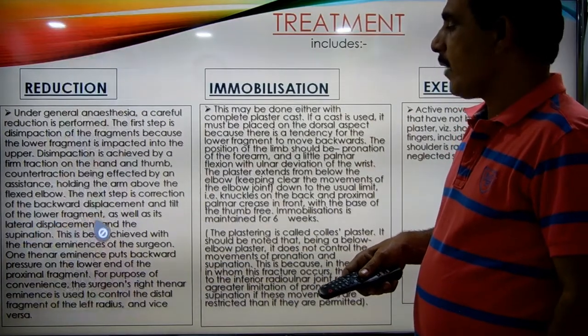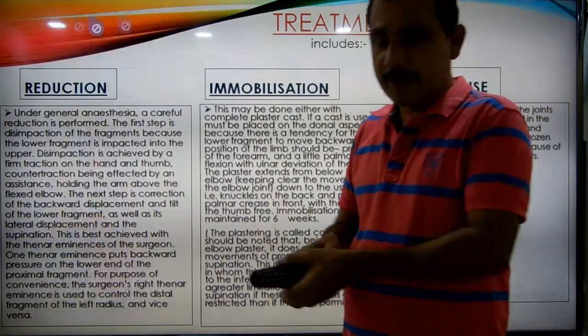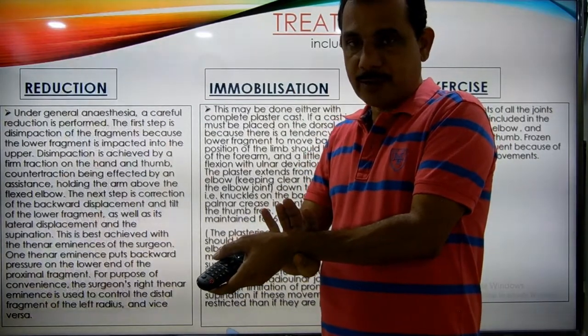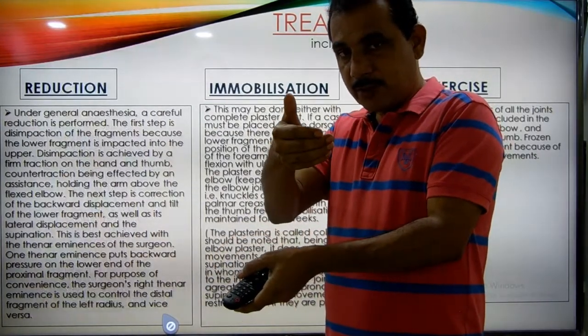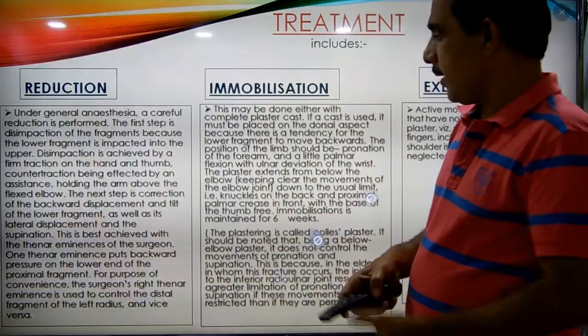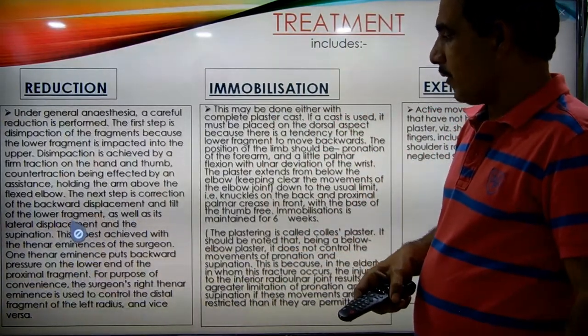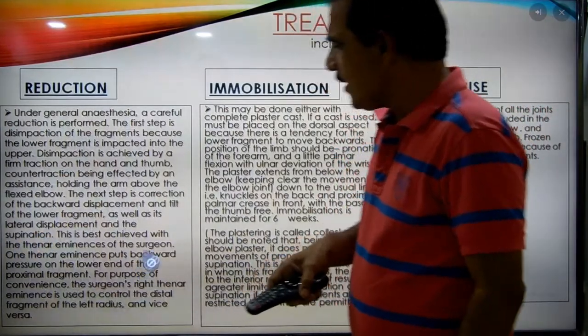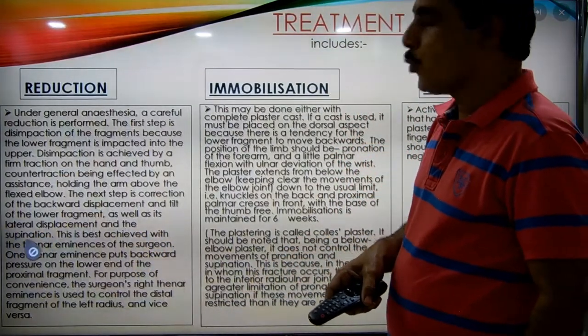of the lower fragment. This can be done by holding the fragment using the other hand and thumb and pushing it. The backward displacement should be carried to the anterior, or forward. Push it forward, as well as the lateral displacement and the supination.